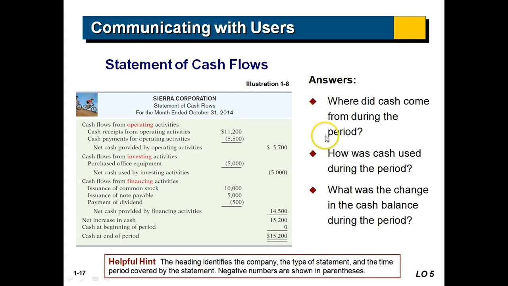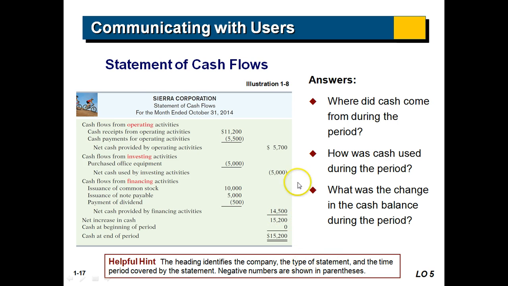So the statement of cash flows answers, where did cash come from during the period? Well, it came from revenue type activities, or our customers. It came from issuing stock, and it came from borrowing money from the bank. Second question, how was cash used during the period? Well, we paid for various expenses. We bought office equipment, and it helped pay for a dividend. And lastly, the cash flow statement will answer what was the change in the cash balance during the period. Cash went up $15,200 during the period.